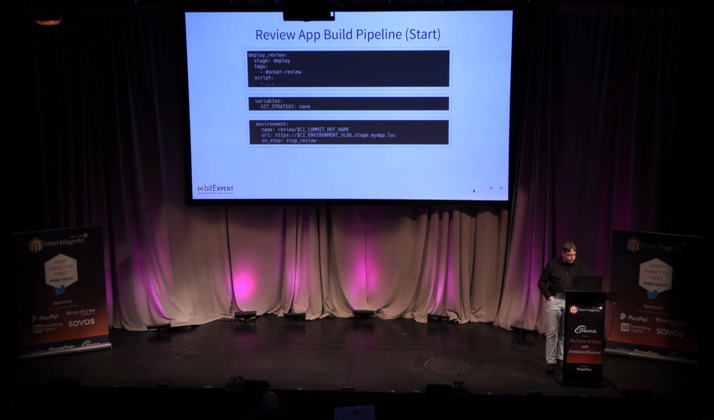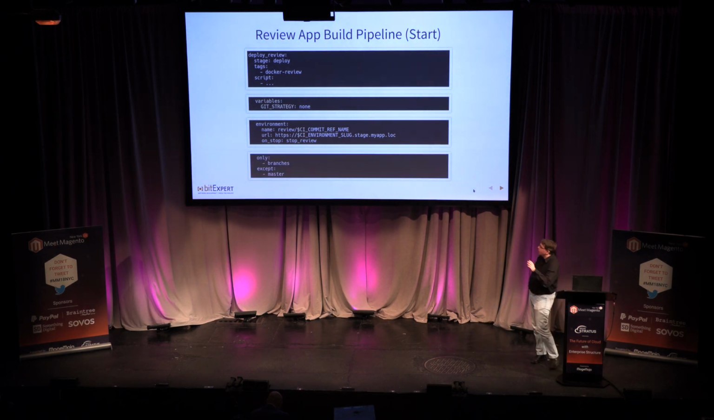No git checkout, and this is where the magic happens. So we can use variables when defining such an environment. We use the CI commit ref name, which is basically the name of the branch we're working on. And we use the CI environment slug, which is a URL-friendly representation of that branch name. And then we say, whenever this environment is stopped, call the stop review job.